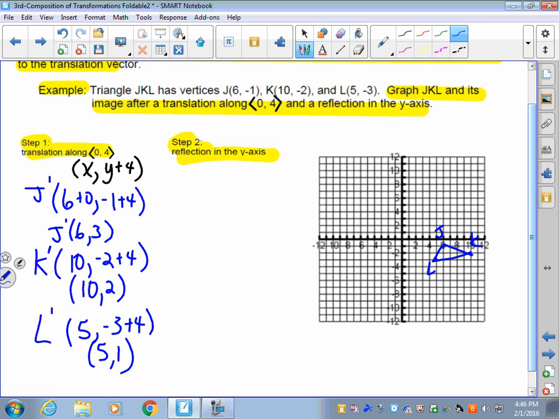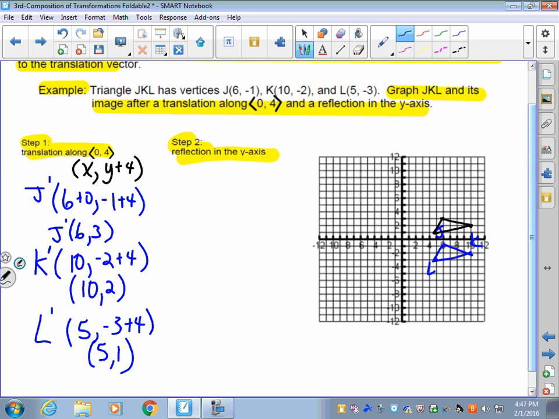So we're going to put our J K L prime. 6, 3. I'll put this one in black. Okay, so J prime, 10, 2, and then 5, 1. So basically we see that this original image was just a slide up 4 units.